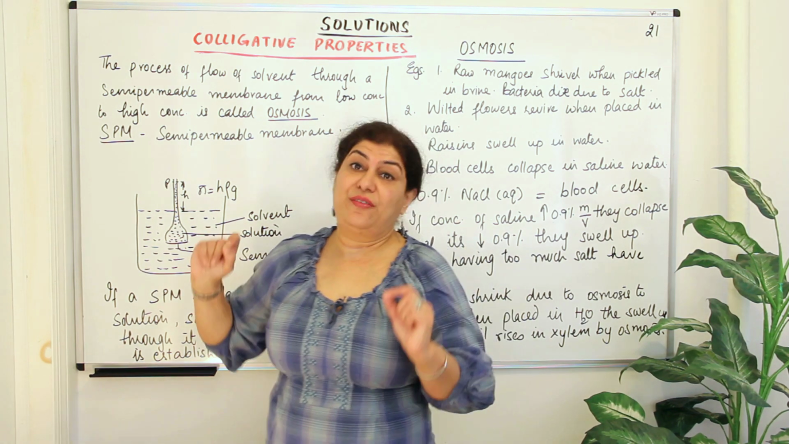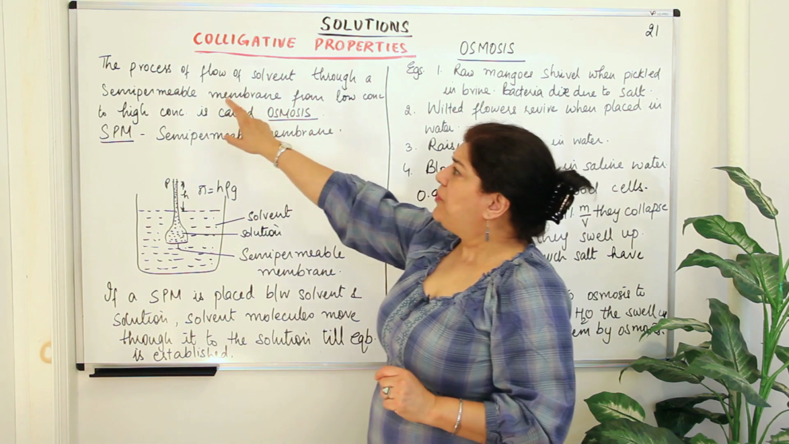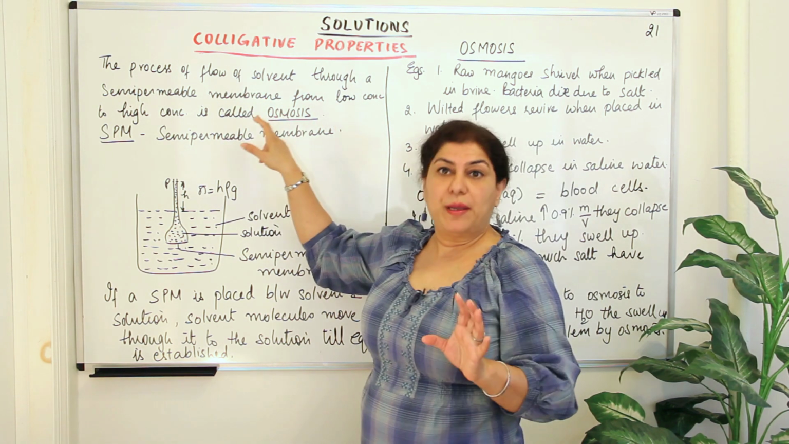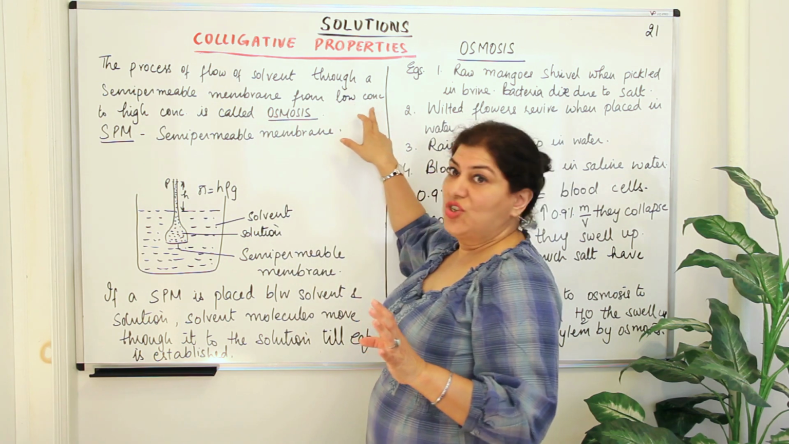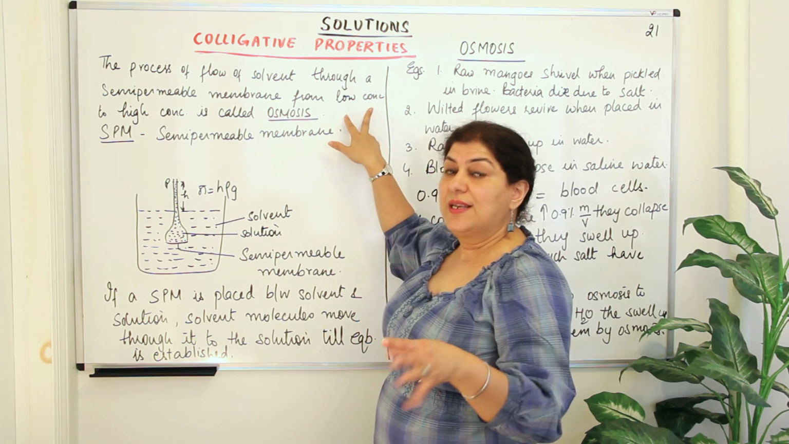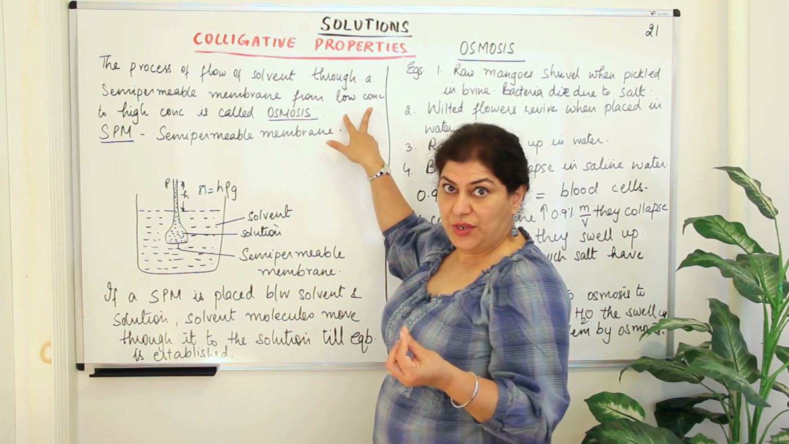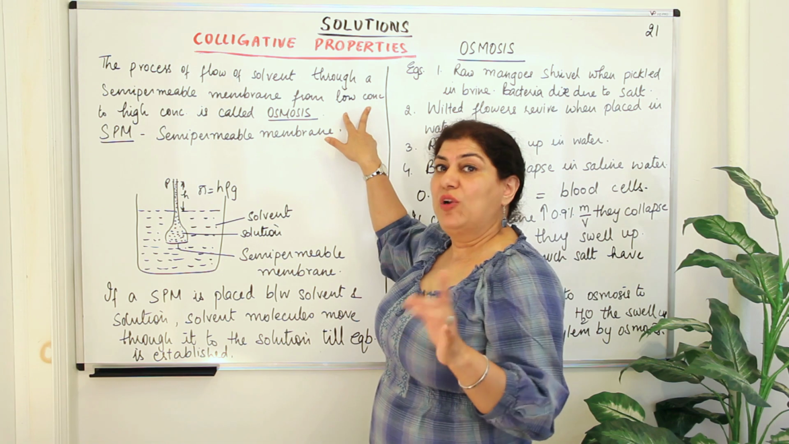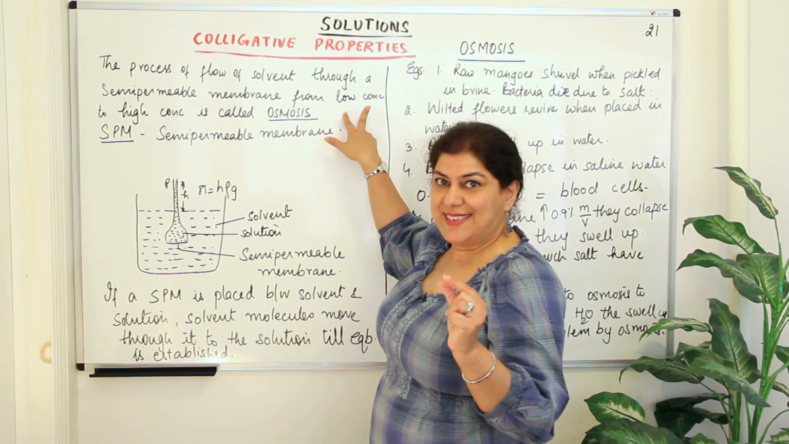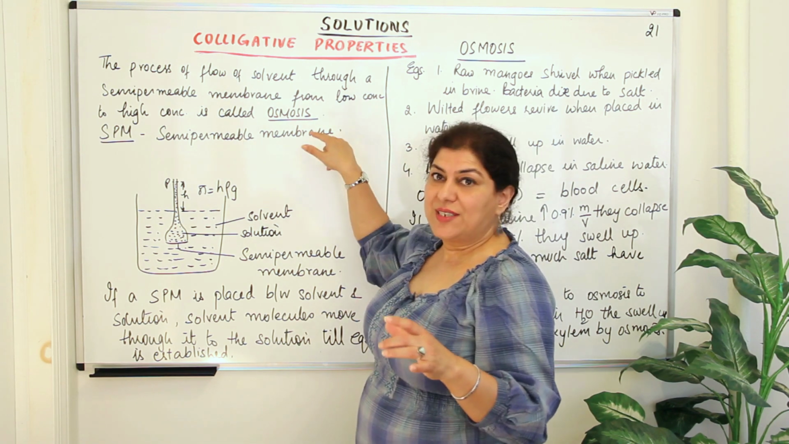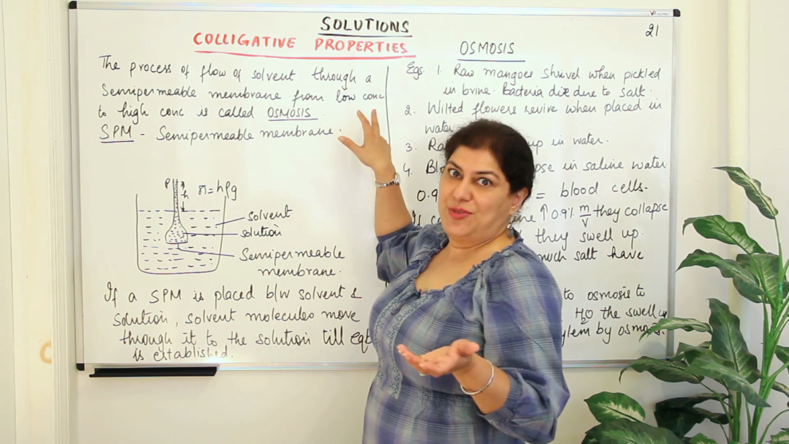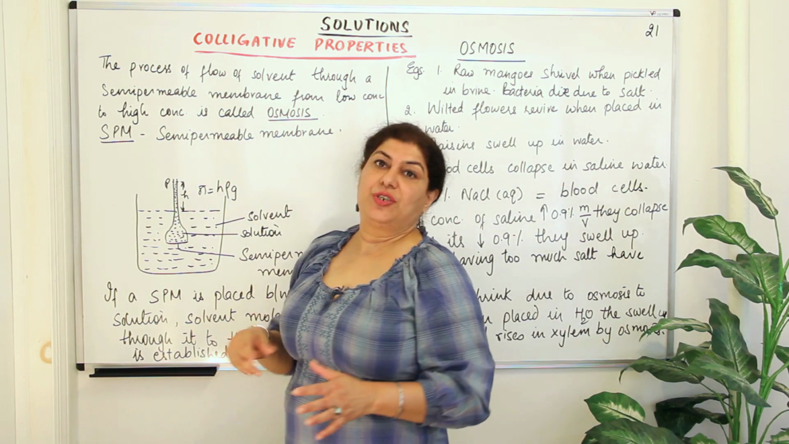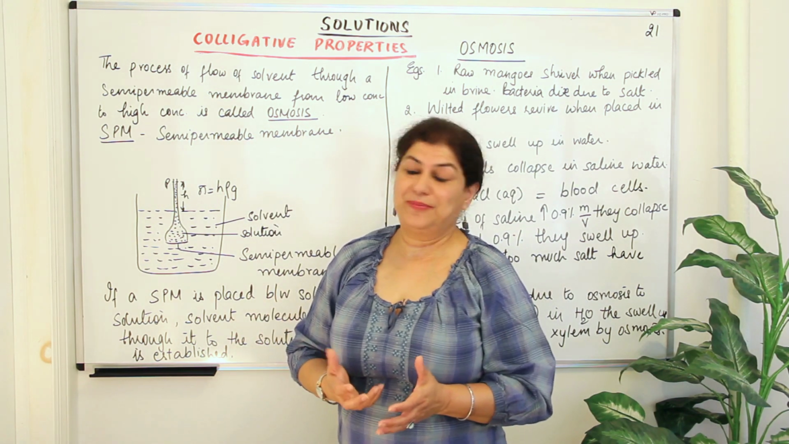So let us read the definition of osmosis. The process of flow of solvent through a semi-permeable membrane from low concentration. Low concentration means the solution has low concentration, which means the solvent is more. When does a solution have low concentration? When solute is less. If solute is less and both of them have the same volume, then it means the solvent is more. So the flow from low concentration of the solution to high concentration is called osmosis.